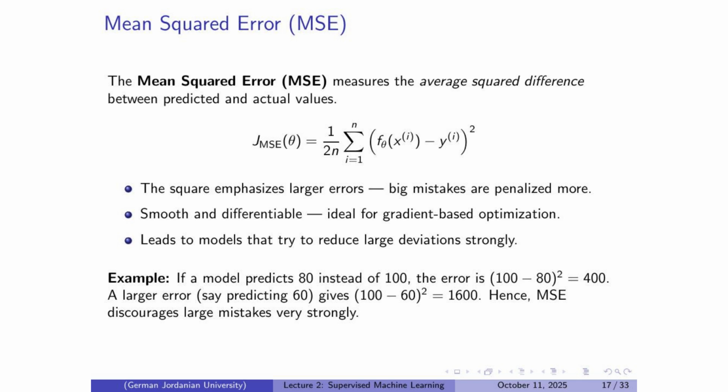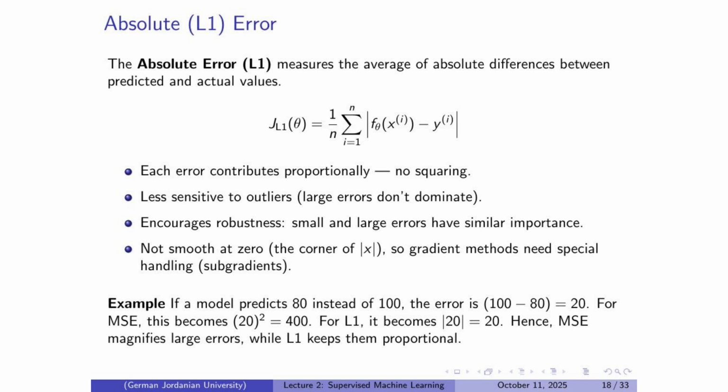MSE squares every prediction error, so big mistakes count a lot. It's smooth and easy for optimization. If the prediction is far off, the loss increases quickly. The model learns to reduce big errors first. L1 loss takes the absolute value instead of squaring. It treats all errors more evenly and is less affected by outliers. If one prediction is very wrong, it doesn't dominate the whole loss.